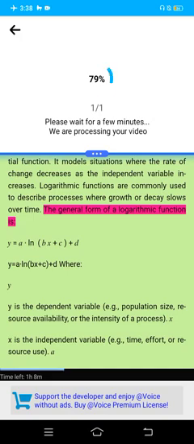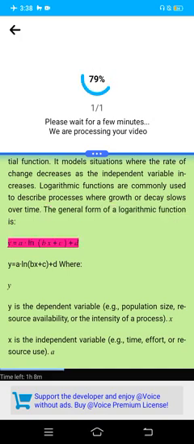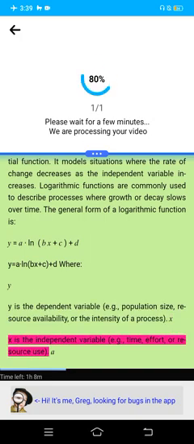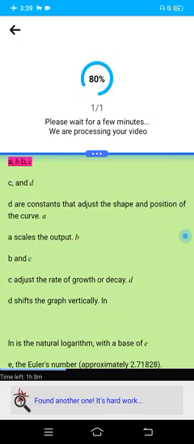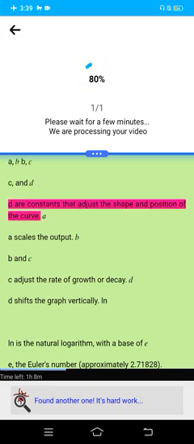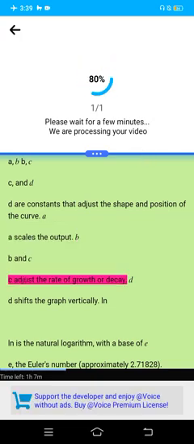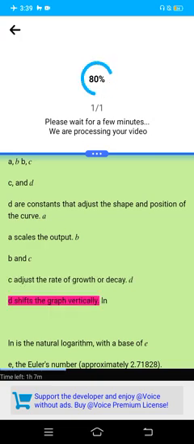The general form of a logarithmic function is y equals a · ln(bx + c) + d, where y is the dependent variable, e.g., population size, resource availability, or the intensity of a process. x is the independent variable, e.g., time, effort, or resource use. a, b, c, and d are constants that adjust the shape and position of the curve. a scales the output. b and c adjust the rate of growth or decay. d shifts the graph vertically.